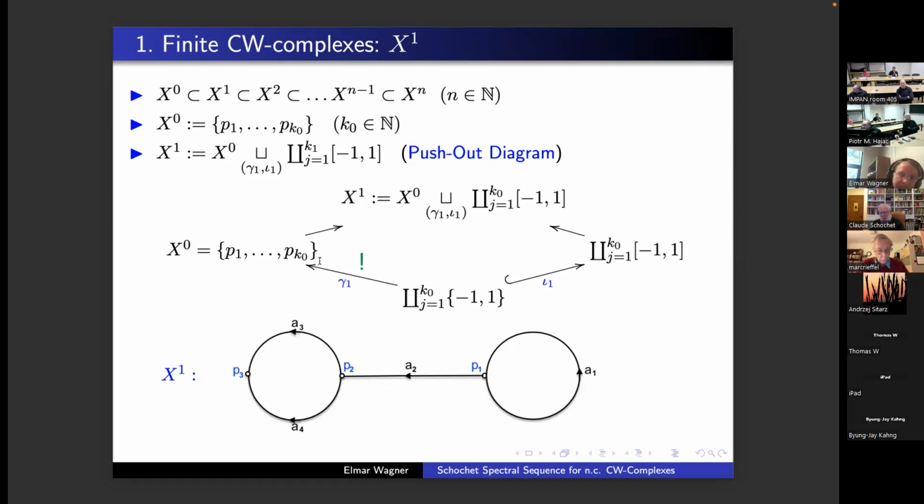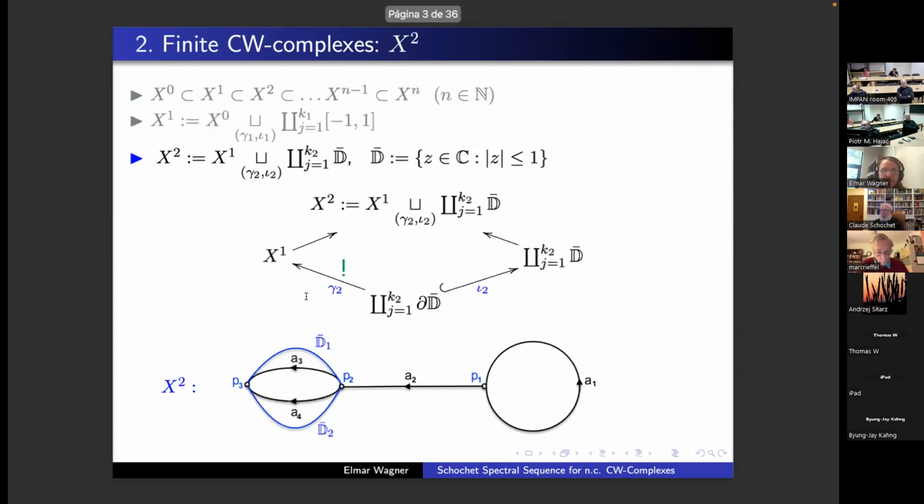And there's a map that tells us to which points we glue the ends of the intervals. And that is this gamma 1. We write a pushout diagram, which says, so going to the left, it should be the same going to the right. And we get a skeleton of dimension 1. And here is an example: three points, some arcs, glued to three points. So that's classically. I don't care that this first one is still classical.